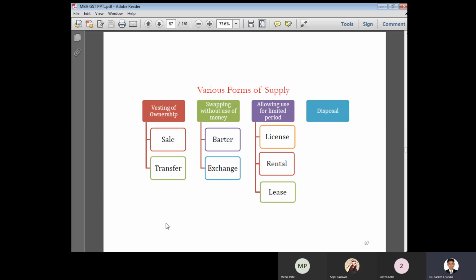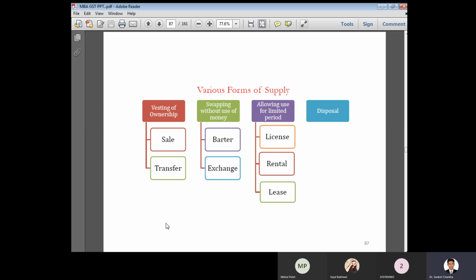Transfer, at this stage you are not conducting the business activity, you are not exchanging anything, but you are just transferring the goods or the services from one person to another person. So in case of sale, the ownership gets transferred at 100%, and in case of transfer, the ownership is not transferred, only the right to use or right of possession is transferred.